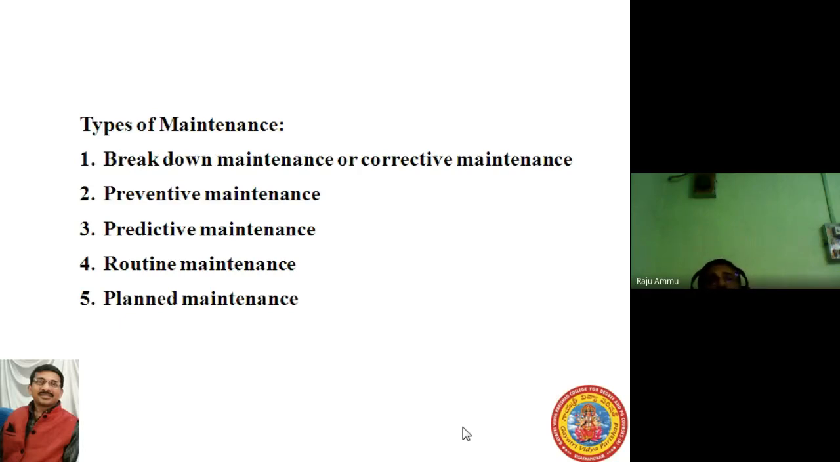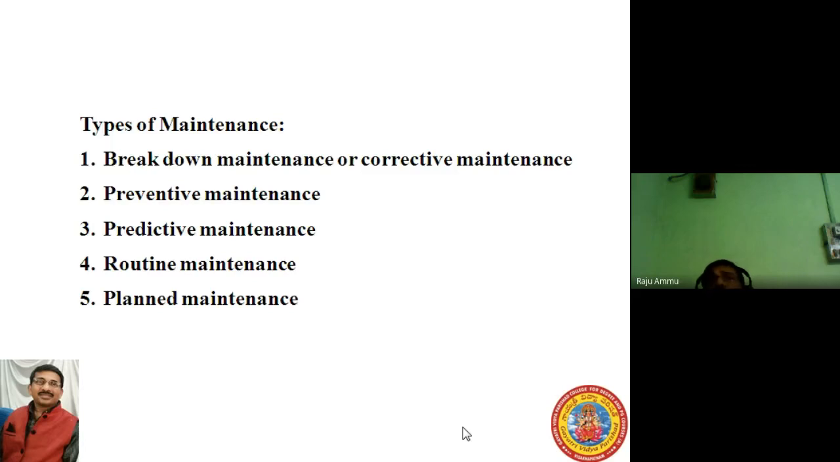Now, routine maintenance only. The word itself tells you. Routine maintenance includes activities like periodic inspection, cleaning the machine, lubrication, putting grease or oil, or doing some repair. If any equipment connected with the machine has some problem, you please rectify it, so that it will give you more life.